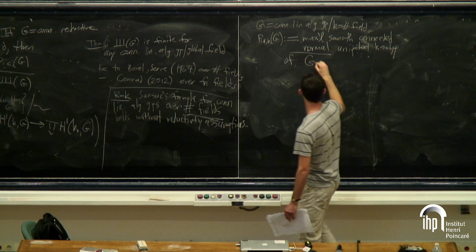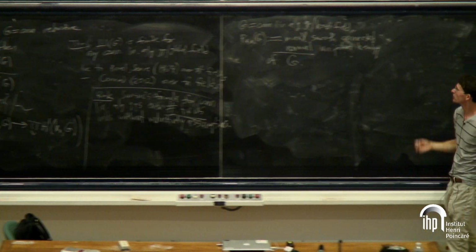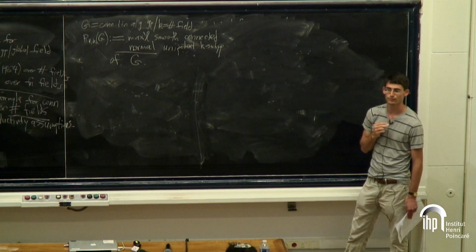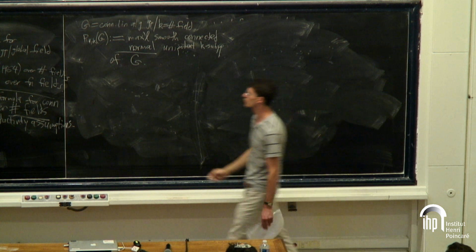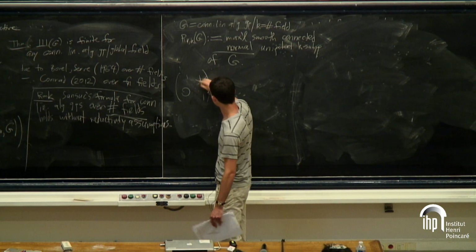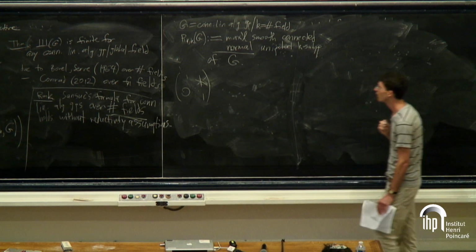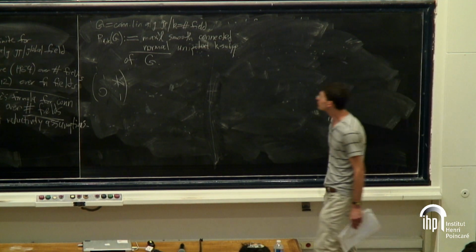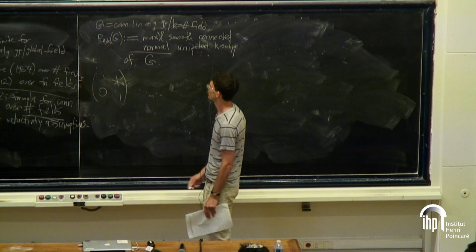of G. So unipotent just means it can be embedded as a Zariski closed subgroup of the group of upper triangular unipotent matrices. That's where the name comes from. OK? So this is the maximal smooth connected normal unipotent K-subgroup.